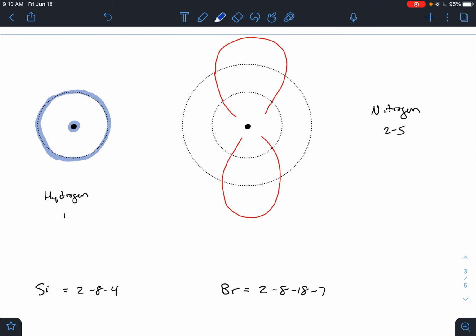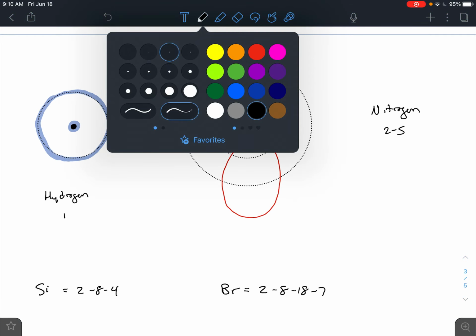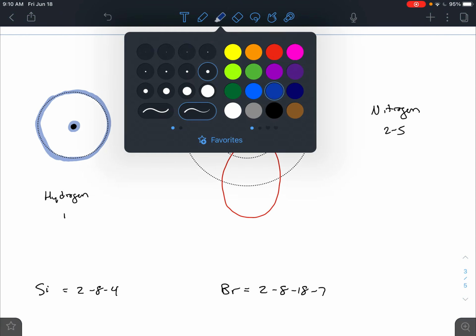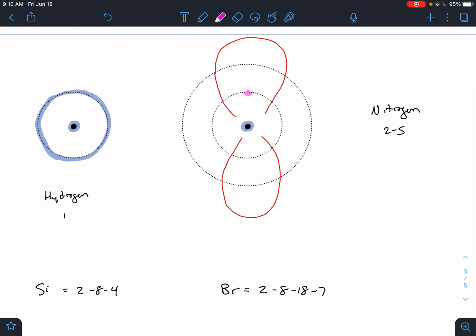So here, if we're looking at nitrogen, we have our nucleus. I'll do maybe pink for my electrons. So I have 2 electrons floating somewhere on that S orbital, on that first principal energy level. Now my second energy level has both an S and P, and there are actually 3 different P orbitals.